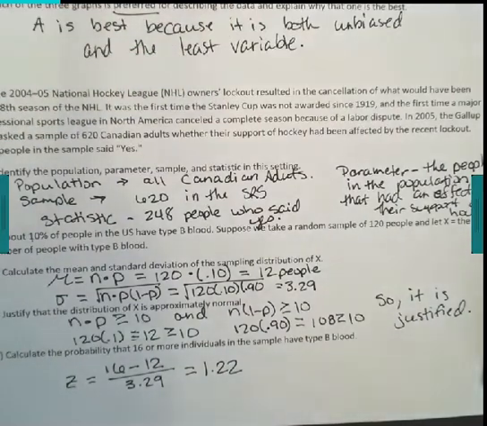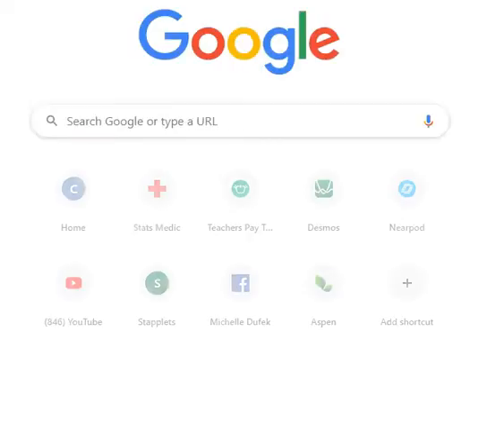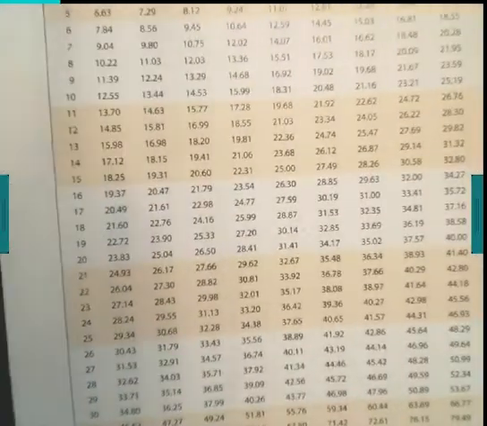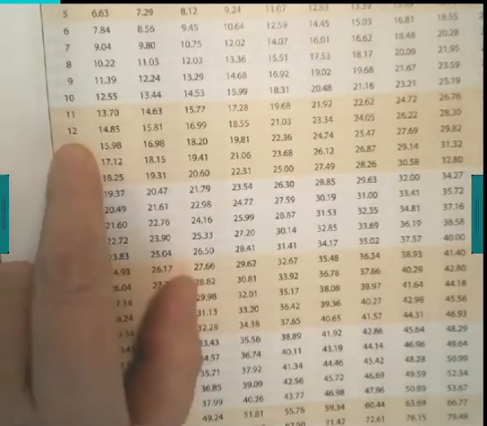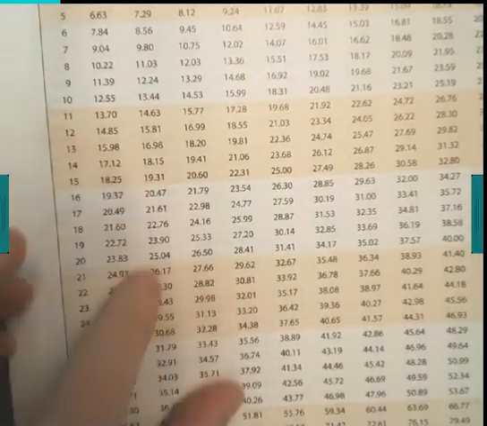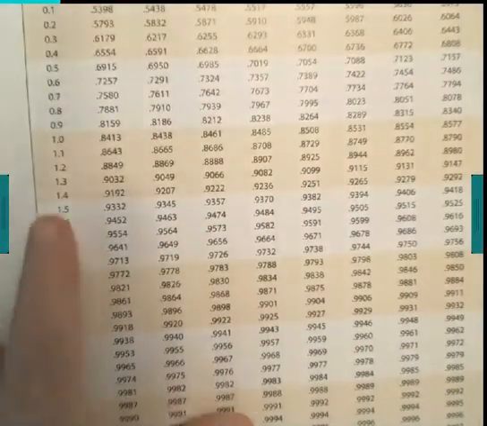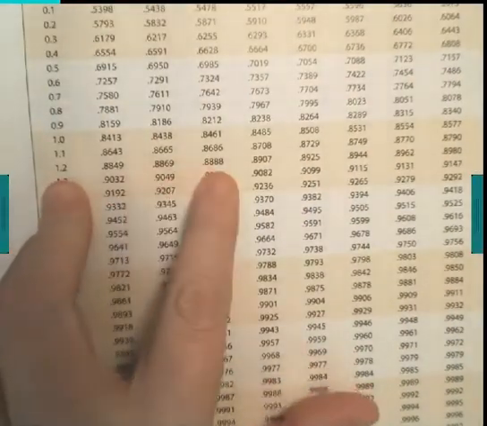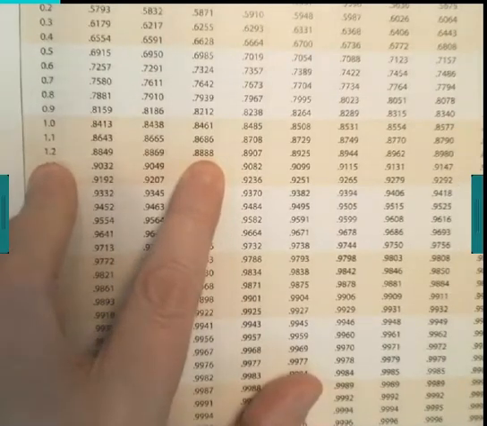You then want to get your z-score sheet and look up that z-score 1.22. Find the 1.2 row, and then carry that over to the 0.02 column, and you get 0.8888.